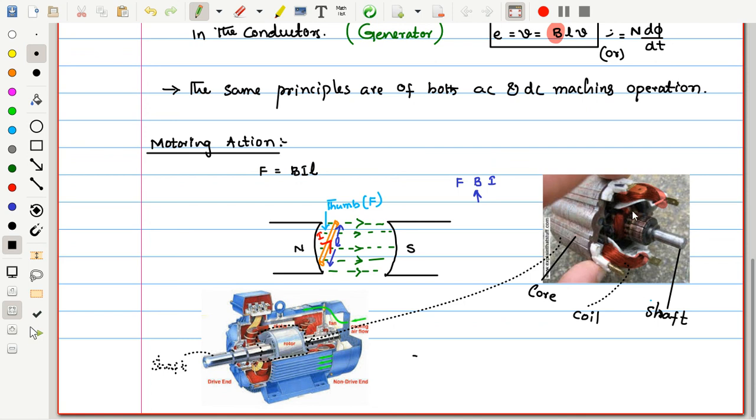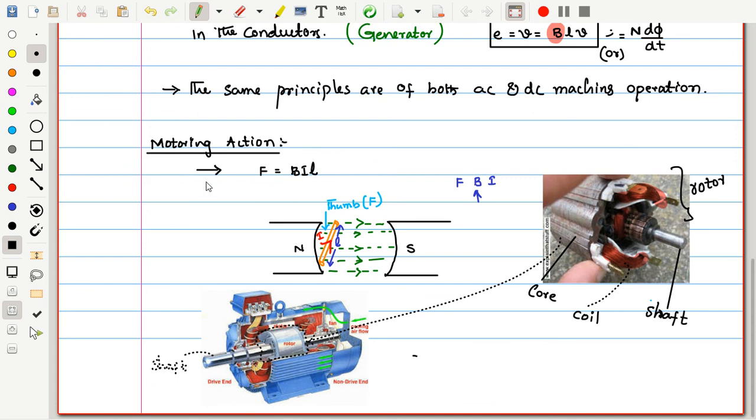Now that entire structure is arranged on certain bearings, and this entire structure tries to rotate when a force is acting on this conductor. That rotating arrangement, the entire thing, we call a rotor hereafter. So when a force is acting on the conductor, what does it result in? The rotor starts rotating. Thereby a torque is produced.